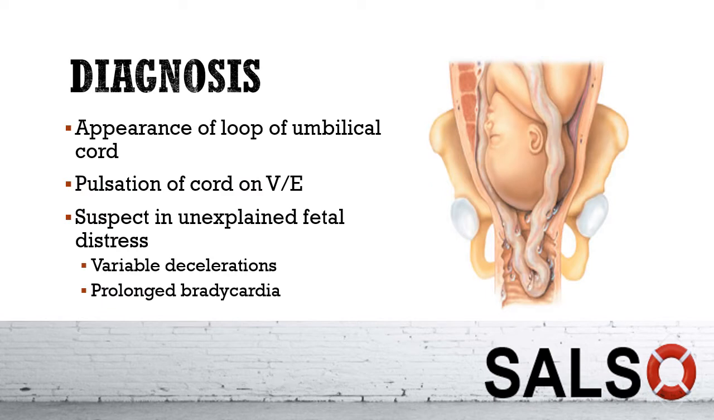How do you diagnose cord prolapse? First, you can feel a pulsation of the cord when you do a VE, or you can even see loops of umbilical cord in the vagina, or you suspect it when you have unexplained fetal distress or abnormal CTGs that you could see.